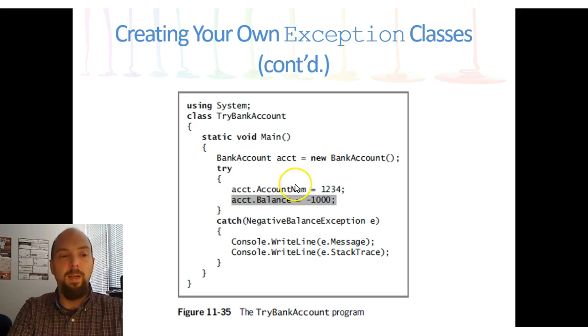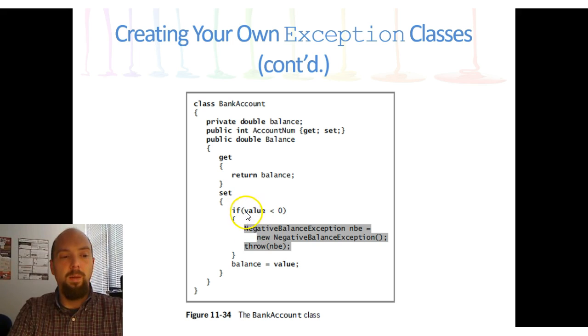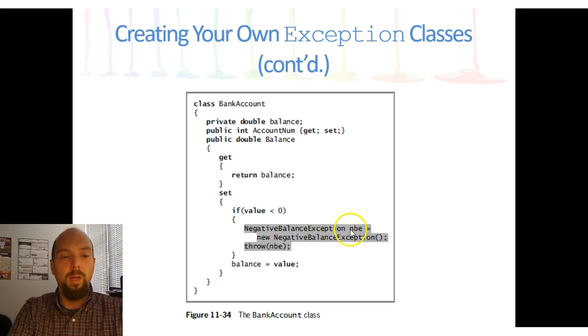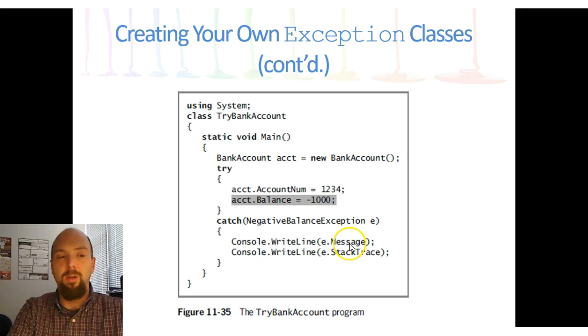Now this is okay because in our class we say that if it's less than 0, then we throw an error, but if it's not less than 0, then we set the balance to equal to whatever the value is. All right, so we're going to set the account balance to negative 1,000, and the user's not allowed to have a negative balance, so therefore we're going to throw an exception for a negative balance exception, and we're going to use the keyword throw and then NBE. And what this does is it returns the error back to whatever method called it.